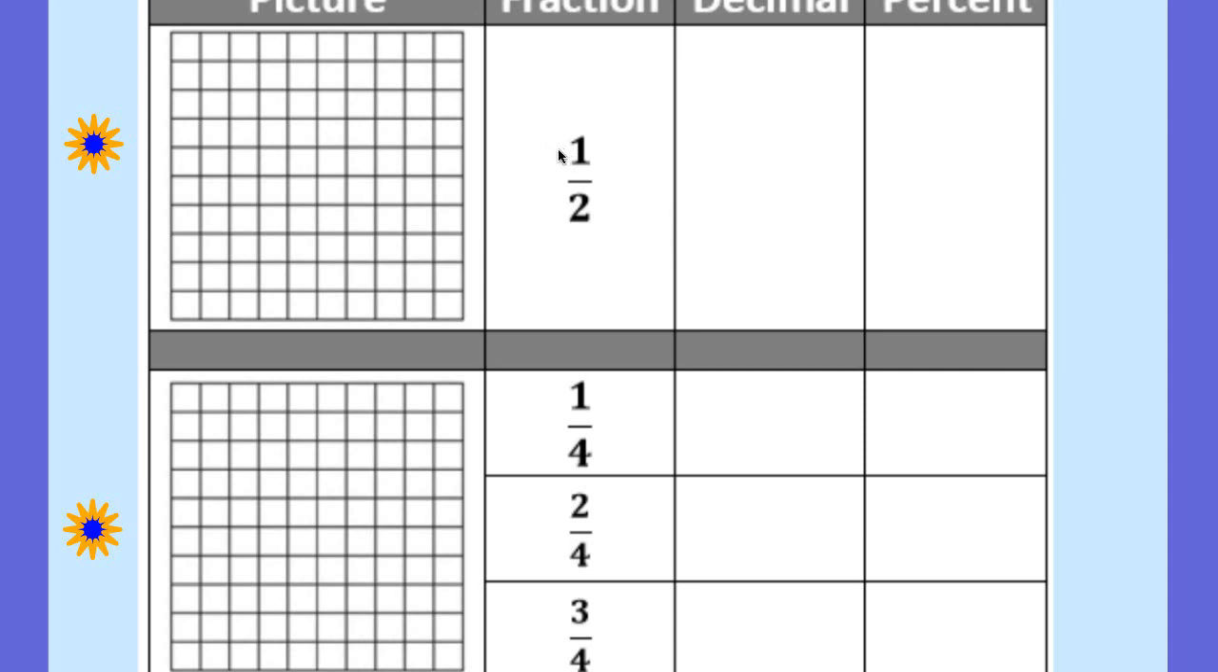1/2 means that 1 is shaded out of every 2. So I'm going to go ahead and shade this on the model. And for every group of 2, like this group right here, I'm only going to shade 1. So I'll shade 1, I'll leave the second one blank. Then my next group of 2, I'll shade 1, leave the second one blank. The next group of 2, I shade 1, leave a blank.